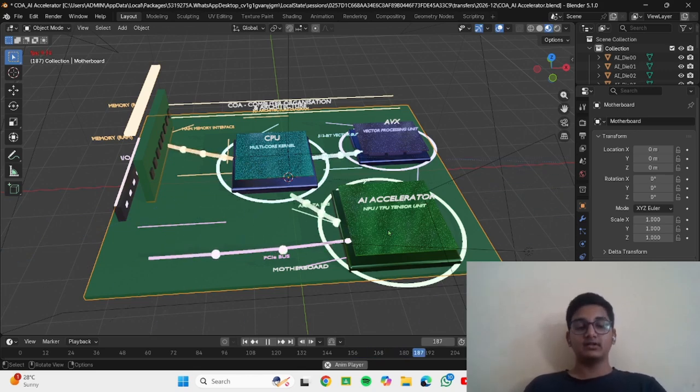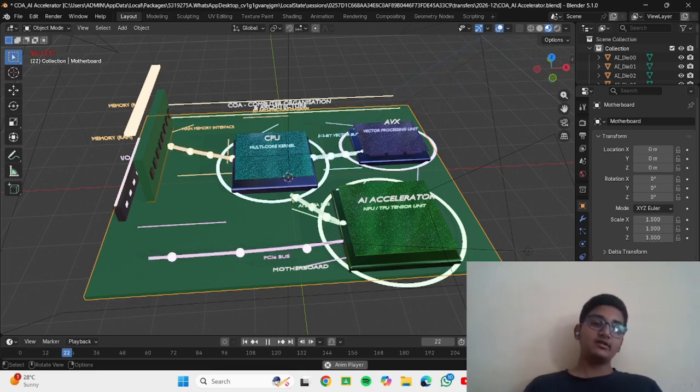which makes them faster and more energy efficient. Now, if you see the data flow and architecture, the connections shown in this model represent the flow of data between different components. Depending on the type of task, the data is sent to the most suitable processing unit. For example, general tasks are handled by the CPU, vector operations are handled by AVX, and AI computations like image processing and video processing are handled by AI accelerators. This division of work improves overall system performance.